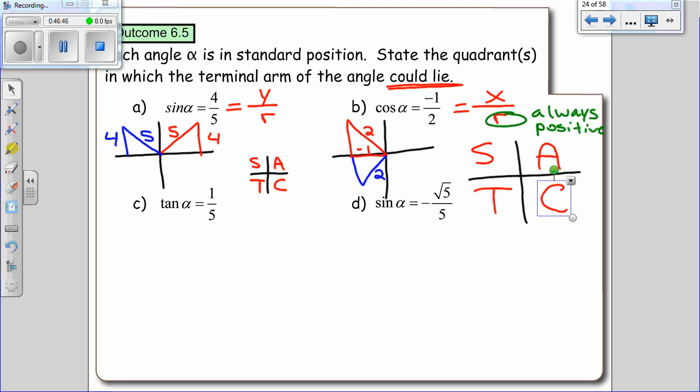Can you do it the other way? Do you need to know the CAST rule? Why is it CAST is a good question. C stands for cos, A stands for all, S stands for sine, T stands for tan. So it's telling you which ratios are positive. In quadrant 4, cosine's positive. In quadrant 1, all are positive. Quadrant 2, sine is positive. Quadrant 3, tan is positive. So the letters stand for which ratio is positive.